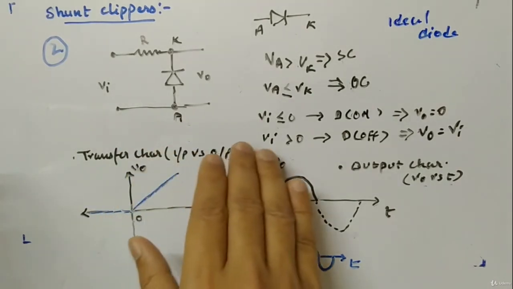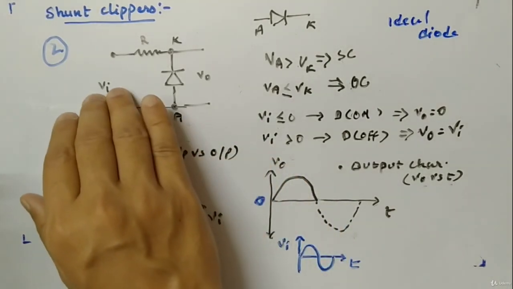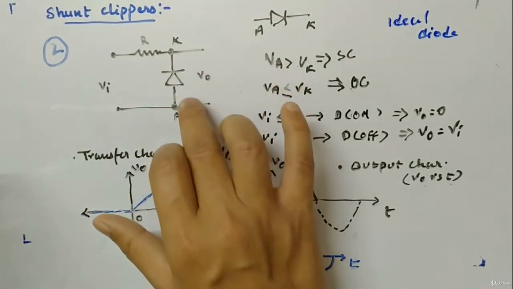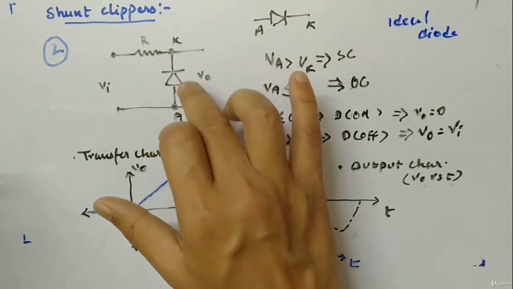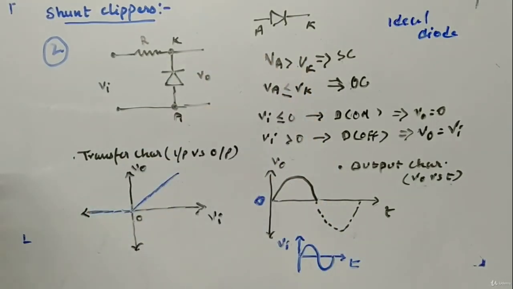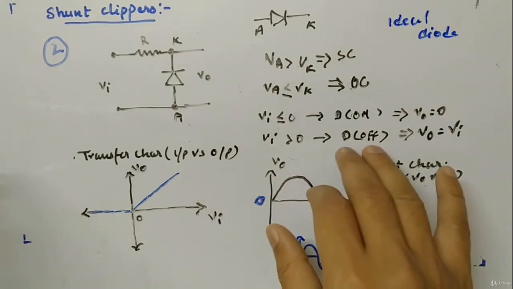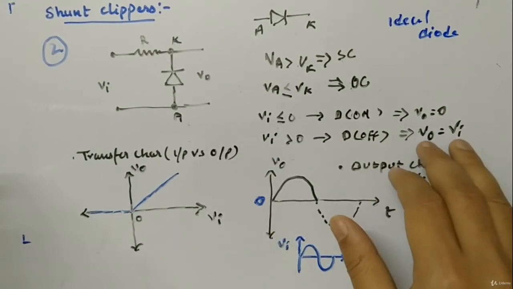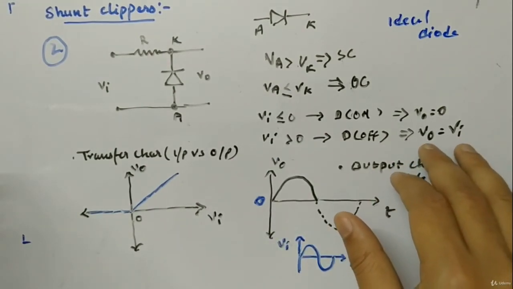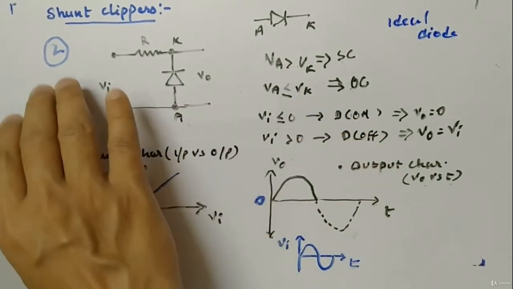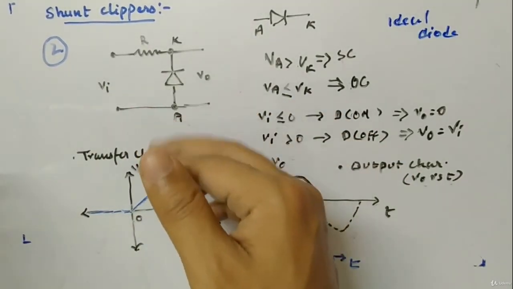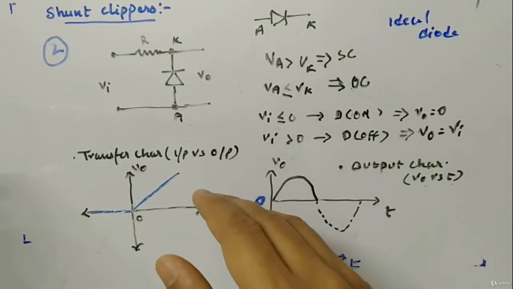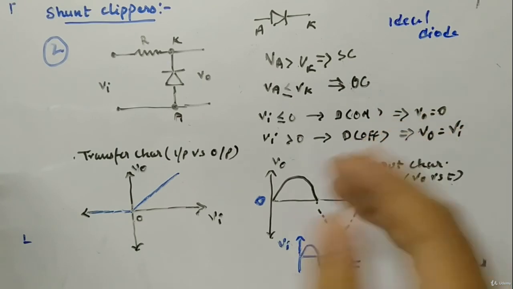Okay, similarly if Vi is greater than 0, then this terminal will be positive and this terminal will be negative, which means it is open since it is reverse biased. If this is open, the diode is off, which means Vi will go to V0 and V0 will be equal to Vi. Okay, so it is the same condition we saw in model number 1. It is just that the roles have been changed. Whatever was on the negative side became positive, and the positive side became negative.